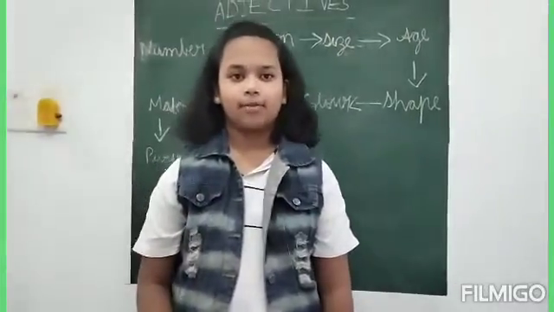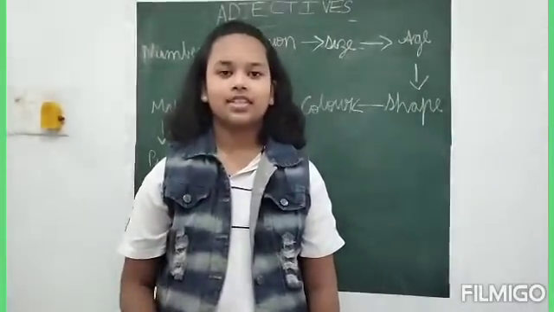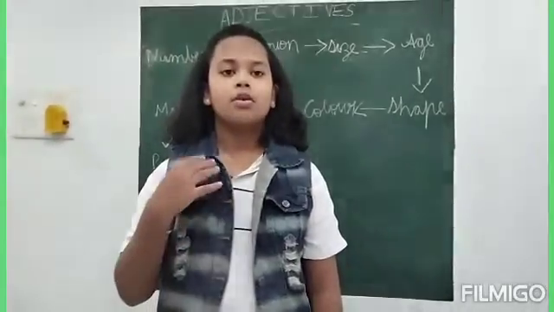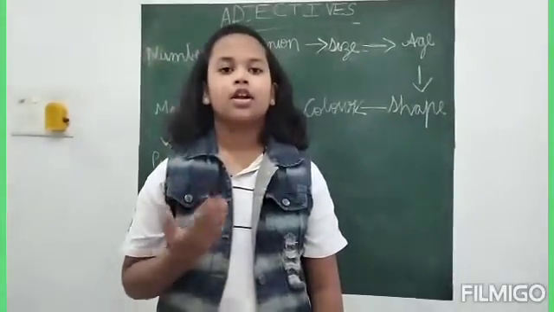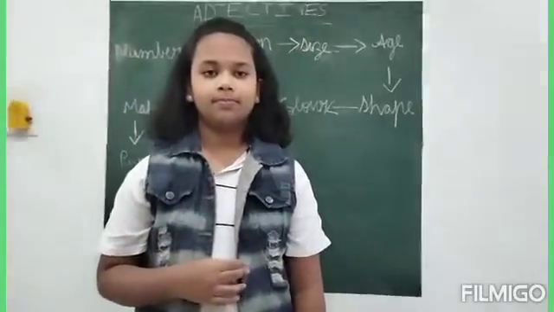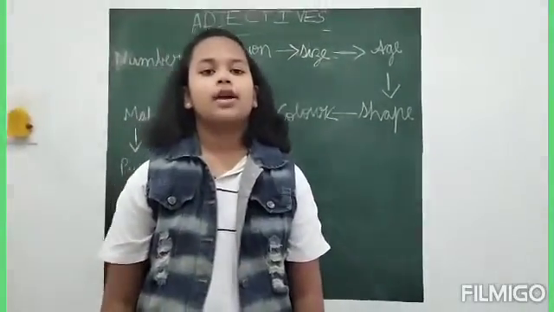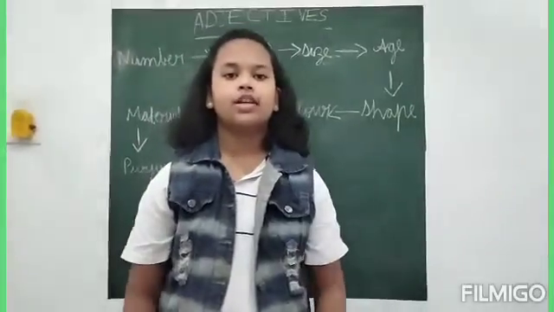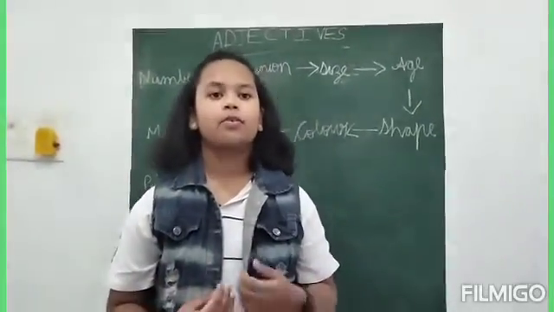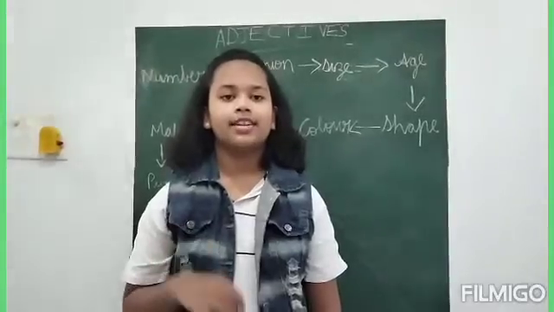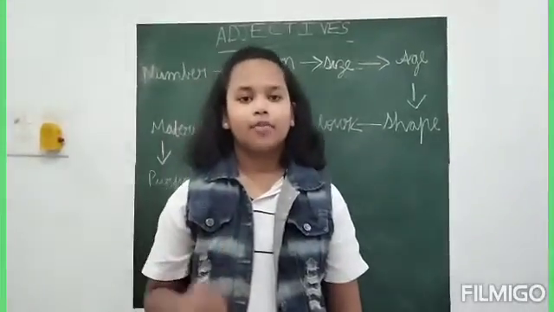Now the fourth type of adjective, possessive adjective. This shows someone owns the noun. Example, my friend is very kind. Here it shows our own friend who is very kind. My indicates that it describes the friend.